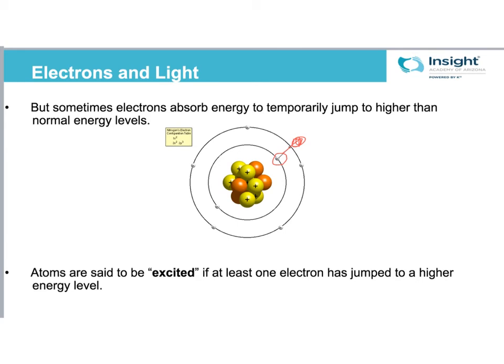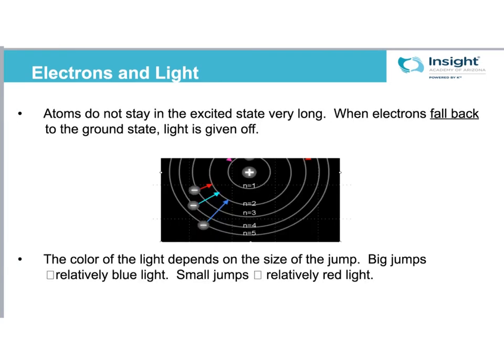When that happens, what do you think is going to happen to that energy that was needed to push that electron up to that higher orbital? If you said that energy was going to be given off, you are exactly right. So when atoms move to the excited state, they don't stay there. They don't want to be there. So they will fall back to their natural ground state. And when that happens, light is given off. And light is a form of energy.